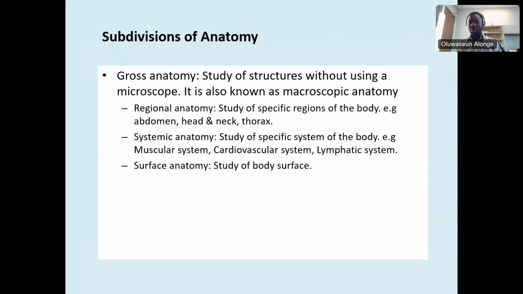Then we have systemic anatomy, in which we study systems. That's what you're going to be doing in AP2 when you study the endocrine system, cardiovascular system, reproductive system, urinary system, lymphatic system, immune system. Those are systemic anatomy, and that's what you do in AP2. Then we have surface anatomy, which dermatologists and surgeons must understand very well to know where to cut based on the surface.